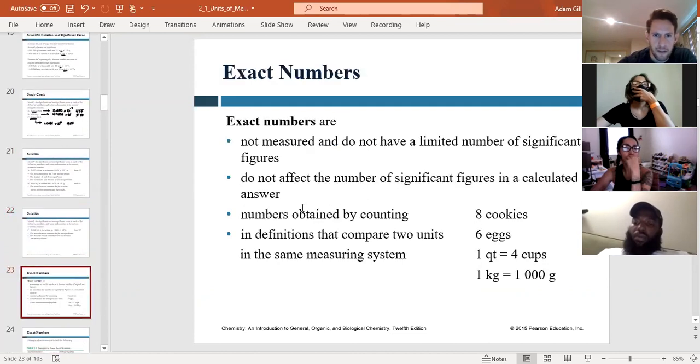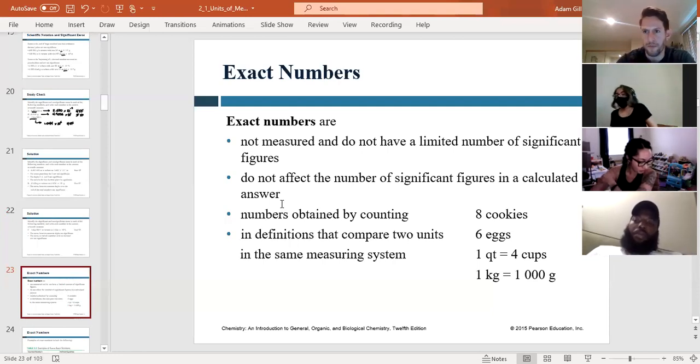So, okay. So we just talked about measured numbers, right? So when you get a number from making a measurement, you have to worry about sig figs. The next type of numbers are exact numbers. Now, exact numbers have an unlimited number of significant figures, right? Every digit is significant in an exact number. So the way you get exact numbers is by counting something. So like if you counted 8 cookies, there's exactly 8, right? You don't have to worry about sig figs.